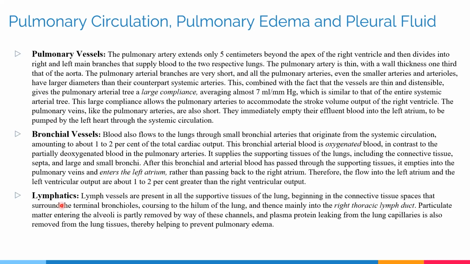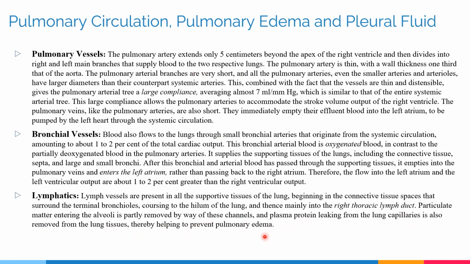Next, we look into the lymphatics. Lymph vessels are present in all supportive tissues of the lungs, beginning in the connective tissue spaces that surround the terminal bronchioles, coursing to the hilum of the lung, and hence mainly into the right thoracic lymph duct. Particulate matter entering the alveoli is partly removed by way of these channels, and plasma protein leaking from the lung capillaries is also removed from the lung tissues, thereby helping to prevent pulmonary edema.